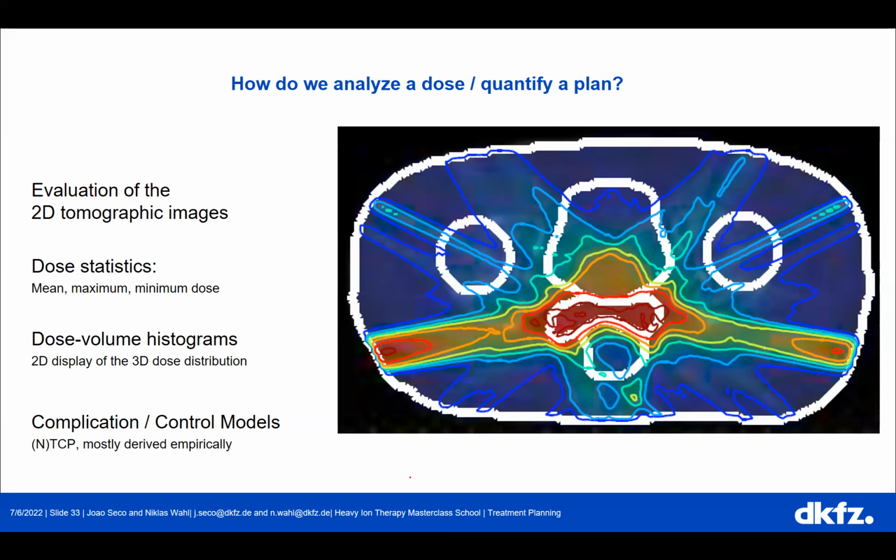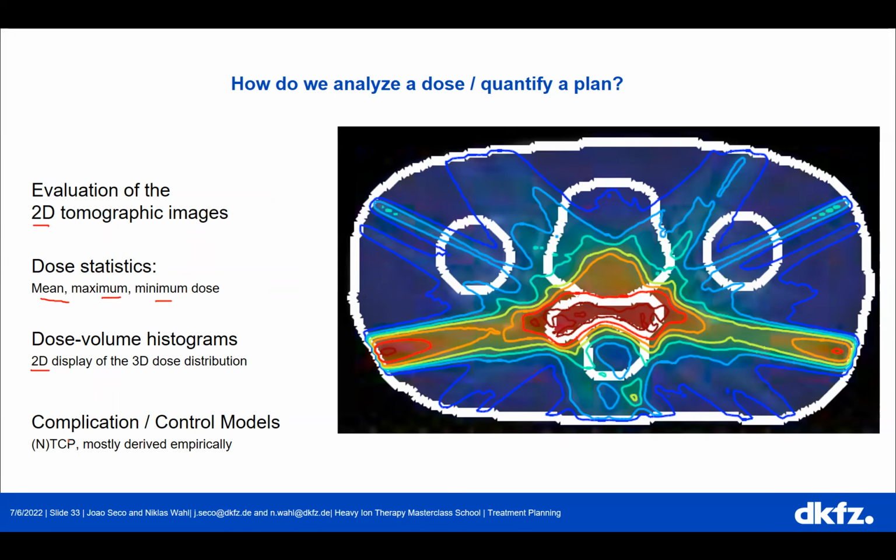So here's a dose distribution for a photon beam. Now we have to analyze it. So we could do the evaluation on a 2D tomographic image. This is your 2D tomographic image. We could do dose statistics based on mean, maximum, min dose. We can also do dose analysis based on something called dose volume histograms. And the dose volume histograms convert very complicated 3D dose distributions into 2D displays, which is relatively easy.